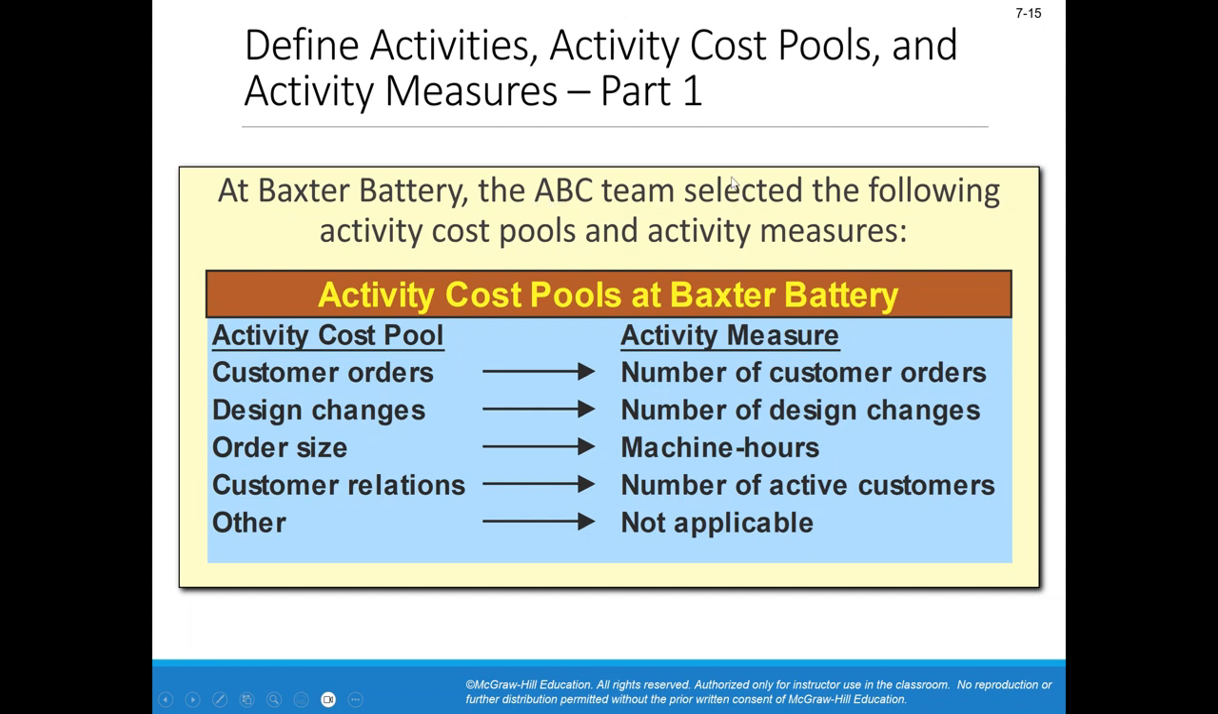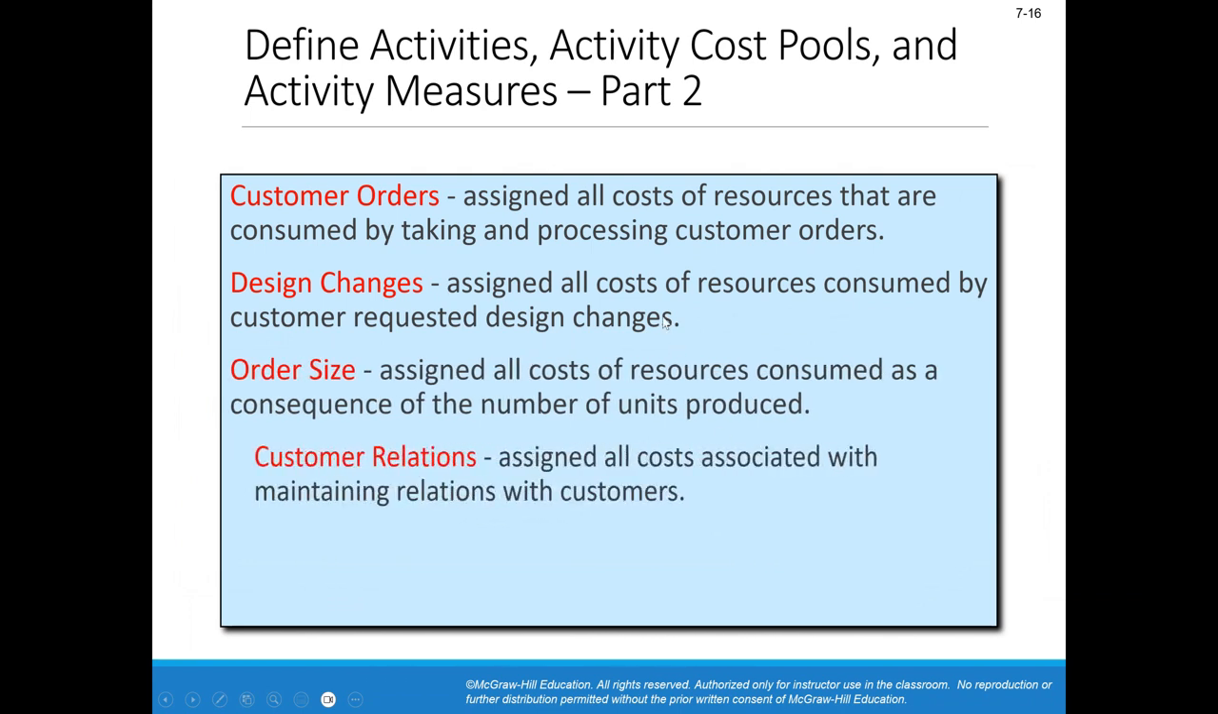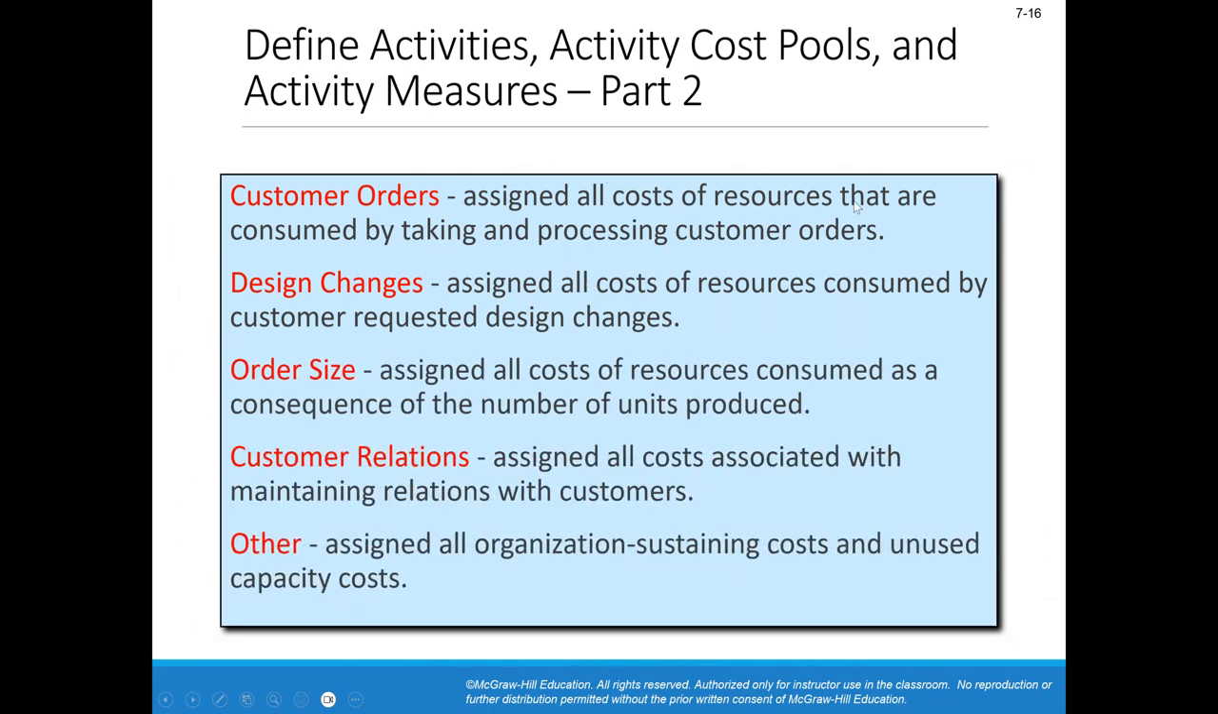So they selected the following activity cost pools and activity measurements. So customer orders, number of customer orders; design changes, number of design changes; order size, machine hours; customer relations, number of active customers; other, not applicable. Customer orders is assigned all costs of resources that are consumed by taking and processing customer orders. So you have an order entry department, and that's all the costs associated with that.